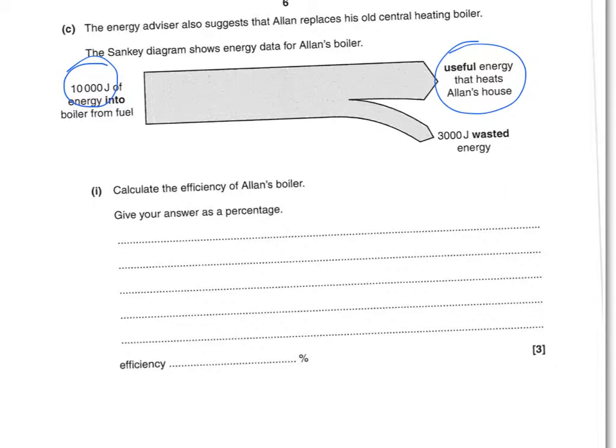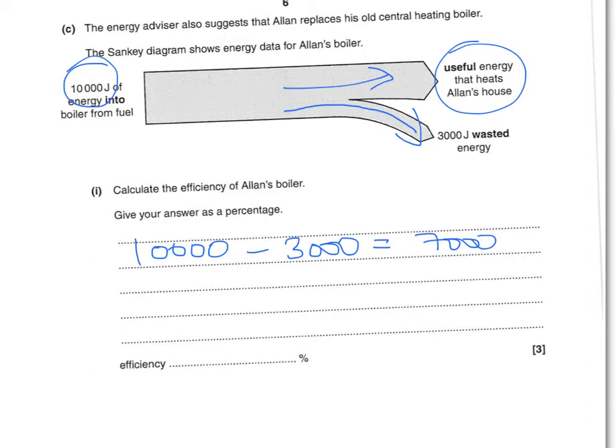First thing you've got to do is work out the amount of useful energy that's being given, and you can do that by using the wasted energy. So remember, the wasted energy plus useful energy equals the total energy. So you're going to do 10,000 take away 3,000, and that will give you the useful energy, which is 7,000. Then you can work it out. So 7,000 divided by 10,000 times by 100, and that will give you 70%. If you just wrote 70%, that will get you all 3 marks, even if you didn't put the working.